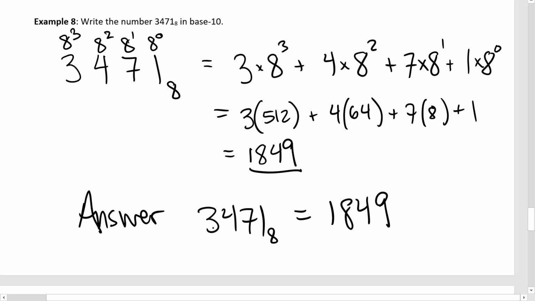This is not a thousand's place. Of course, it's the 8 to the 3rd place. It's the 512 place, and this is the 64's place, and this is the 8's place, and this is the 1. So don't use the word thousand or hundred or tens in here. We just say 3471 base 8 is 1,849.